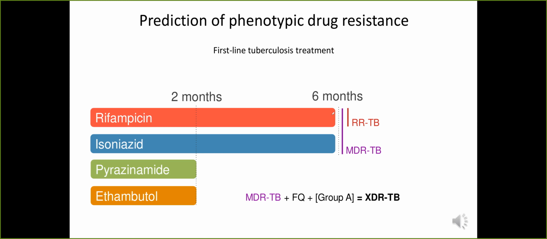Also remember that when we are talking about TB, we can either talk about the disease, so tuberculosis, or the bacteria that causes the disease, which is Mycobacterium tuberculosis. So a case of rifampicin-resistant tuberculosis would be caused by rifampicin-resistant Mycobacterium tuberculosis bacteria.